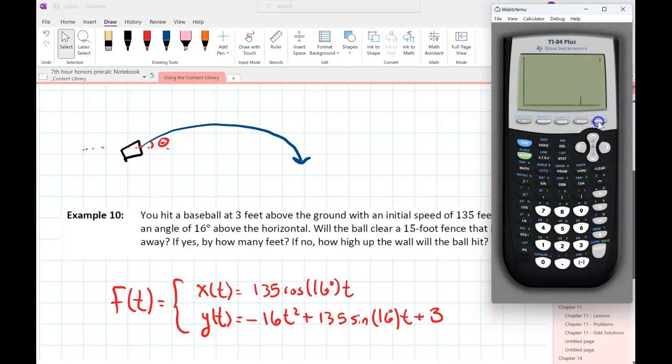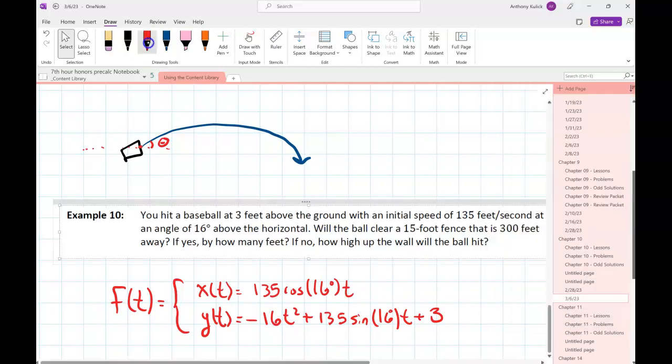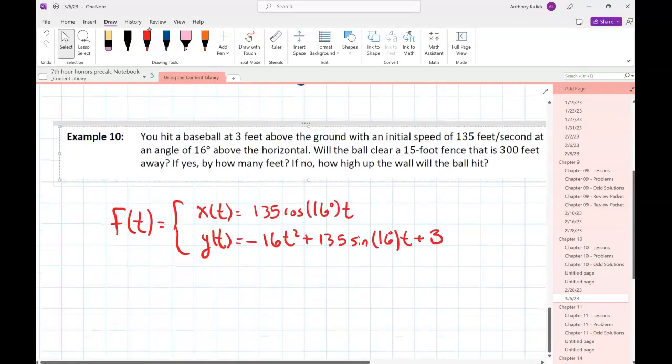Here's my fence. There's my baseball. Do we make it over the fence? No, right? Seems like it hits the fence there. So what we want to do now is find out where the ball is hitting the fence. How high up is it? We're concerned about the position of the ball when its x is 300.